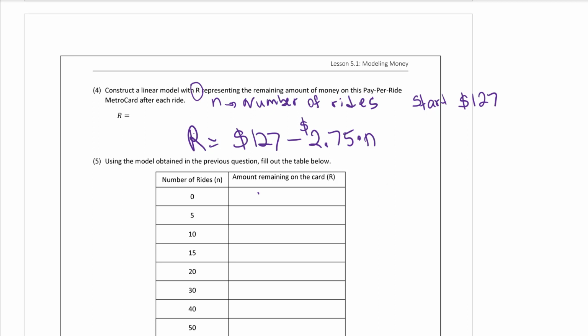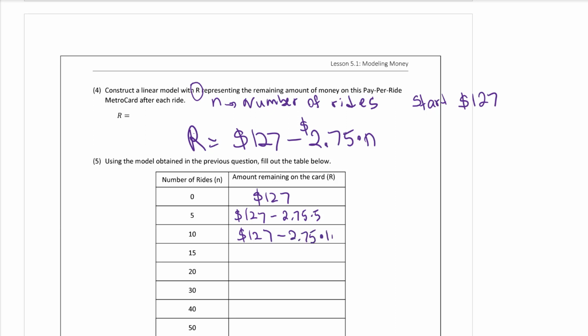Okay, so now once we have this, we can go ahead and fill out this table. So we can just plug it in. That would be 127. This will be 127 minus 2.75 times 5. This one will be 127 minus 2.75 times 10.